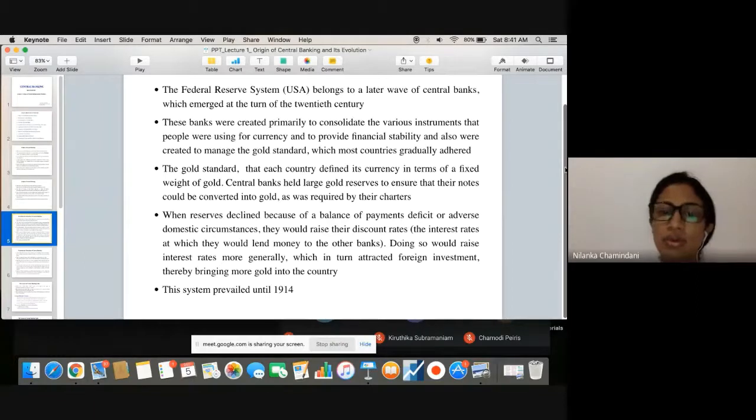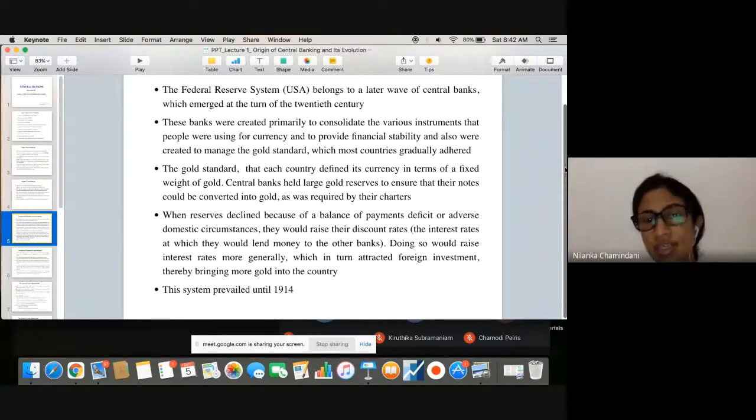So what the central bank could do is raise their discount rate, the interest rate at which they would lend money to other banks, right? At that time the interest rate was not there, but the discount rate. Doing so would raise interest rates more generally, which in turn attracted foreign investment. So they raise the discount rate, and in the same way as happens today, foreign investment can come when there is a higher interest rate in the country. So the central bank raised the discount rates to attract foreign investment, thereby bringing more gold into the country. That means, as in the earlier sentence, the value of the notes could be converted into gold, right?